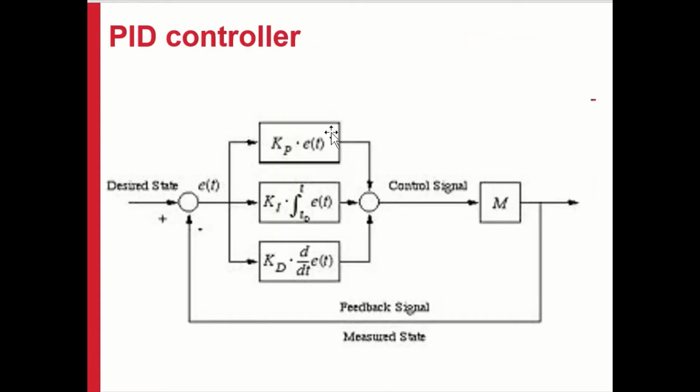So this is how it looks in terms of a block diagram. We've got Kp this way, Ki that way and Kd that way, and then they get added together to form the control signal, which then controls the system.